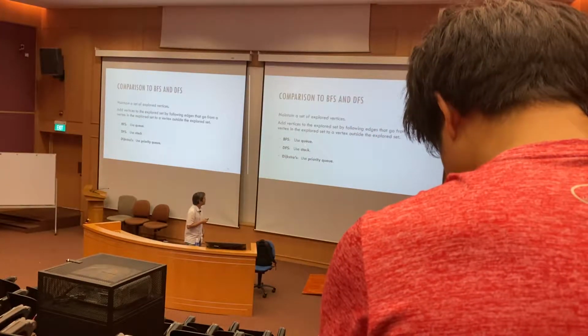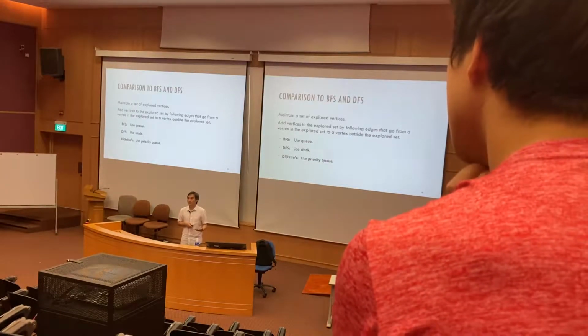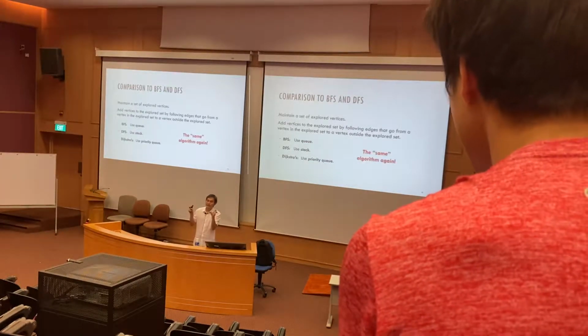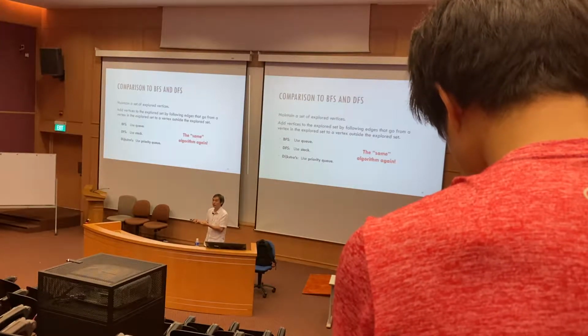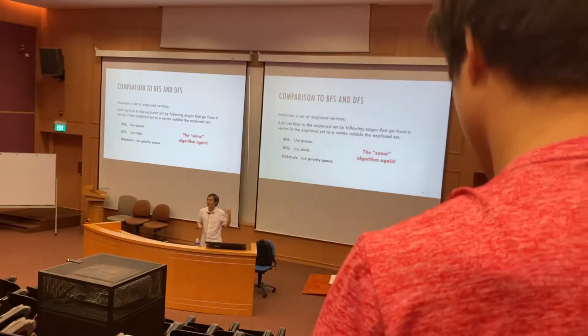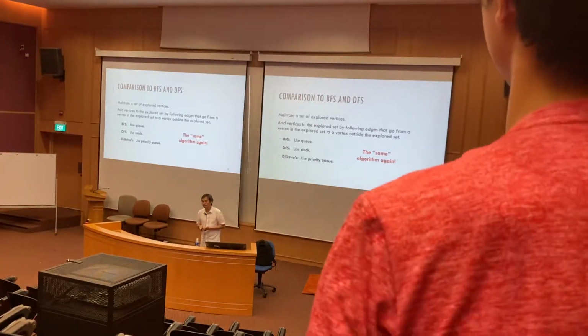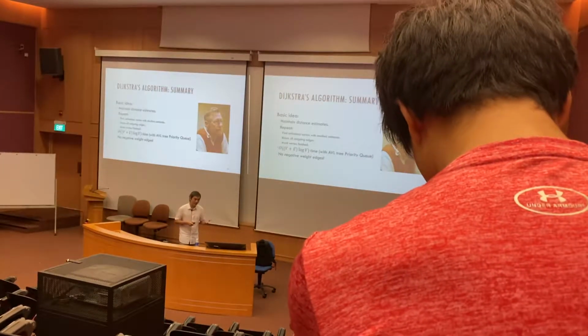In BFS, we use a queue. In DFS, we use a stack. In Dijkstra's, we use a priority queue. So the algorithm is quote unquote the same, right? The overall structure is the same, but the behavior is very different. The behavior is very different because of these underlying data structures. Okay, so that's to summarize Dijkstra.